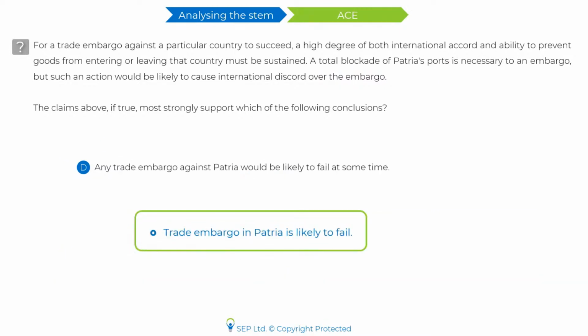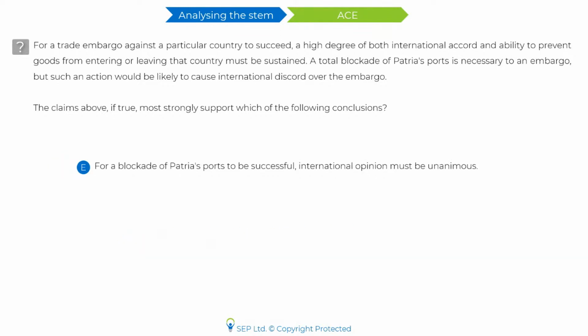The correct answer is D, guys. Any trade embargo against Patria would be likely to fail. Remember, this is the inference we drew through a proper process of reading. Trade embargo in Patria is likely to fail. So D is the correct answer. Such a simple answer when you look at it.